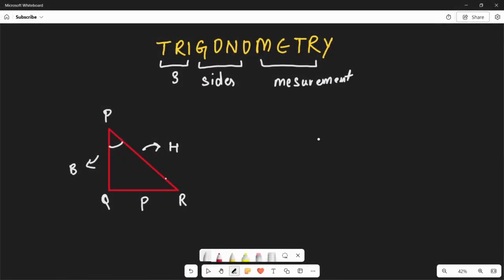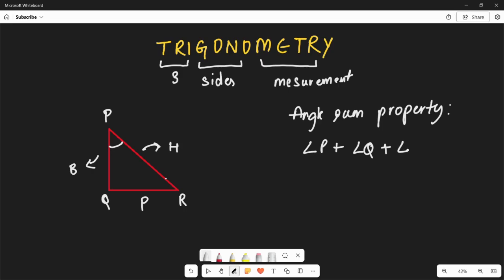Okay, so now talking about a few basic concepts of previous chapters that you will be using in this chapter. One is the angle sum property. Now, what does this angle sum property actually do? It suggests that the sum of the three angles of a triangle is equal to 180 degrees. That is, angle P plus angle Q plus angle R should be equal to 180 degrees.